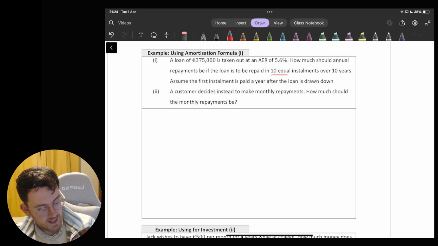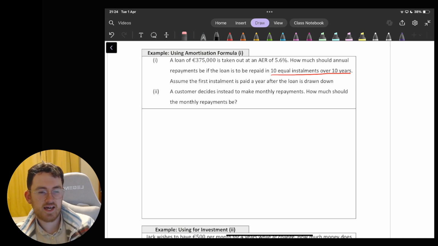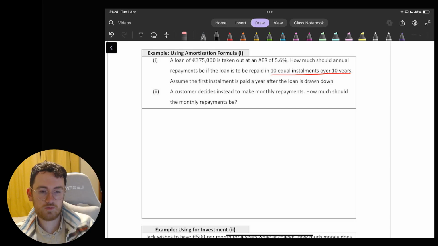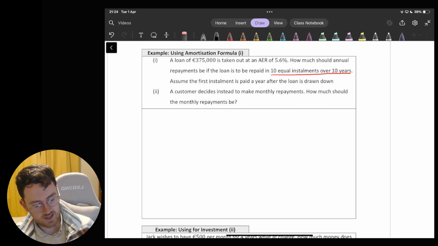If it's to be paid in 10 equal installments over 10 years, the first installment is paid a year after the loan is drawn down. So that idea that, say, it is paid in December. Okay, and December is when I pay the first installment. I took it out in January. December time is when I'm paying it.